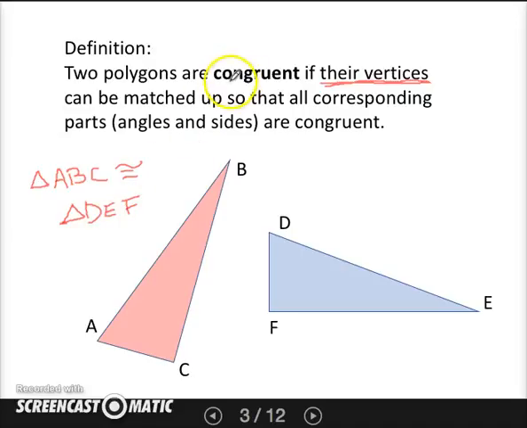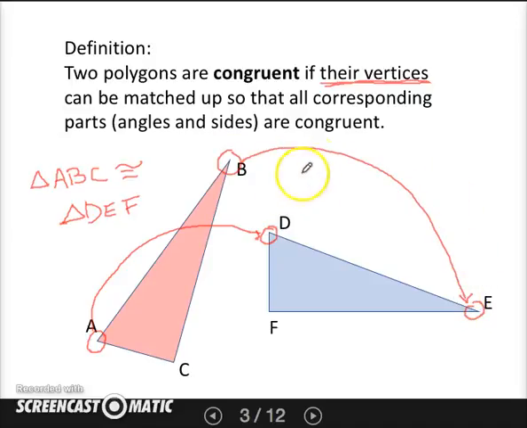What I would be saying is I could take vertex A and bring it over on top of vertex D. I put vertex B on top of vertex E. And if I did that, vertex C would automatically line up perfectly on vertex F, and all of the sides would be superimposed on one another, and the shapes would be indistinguishable.